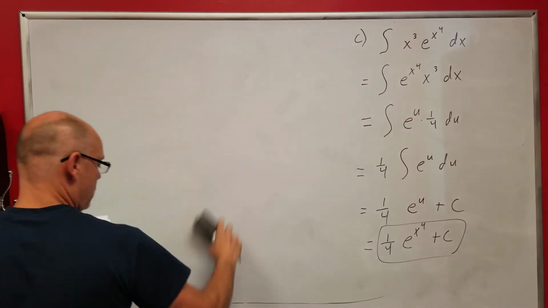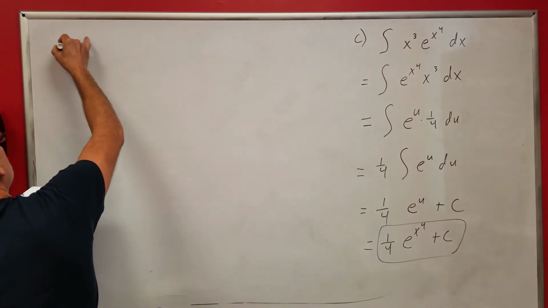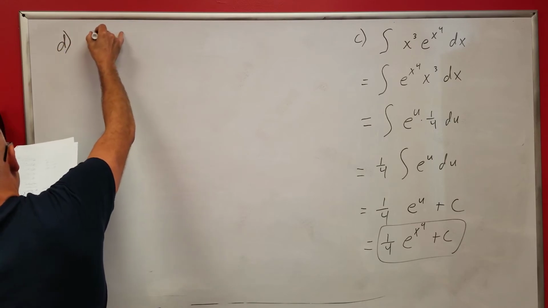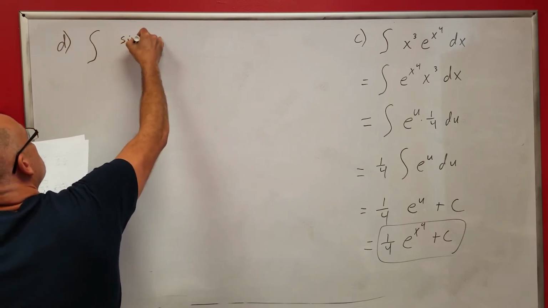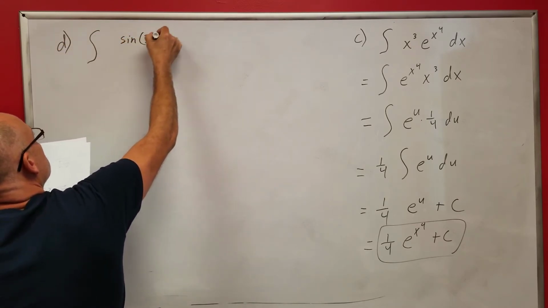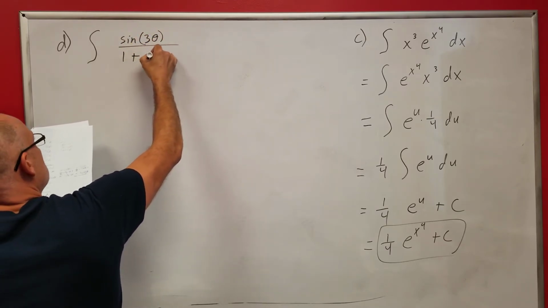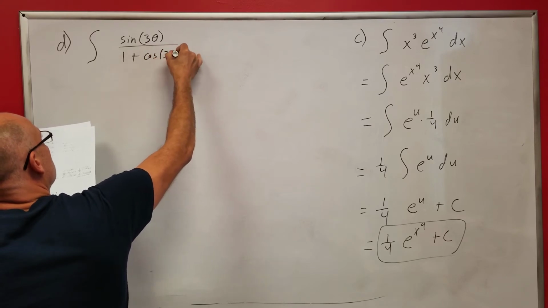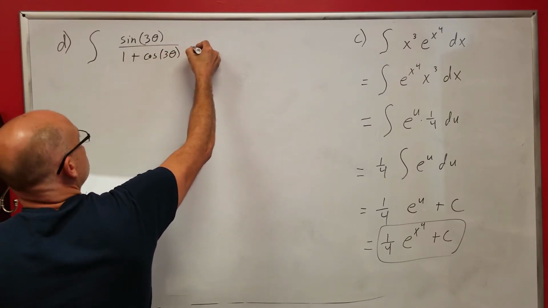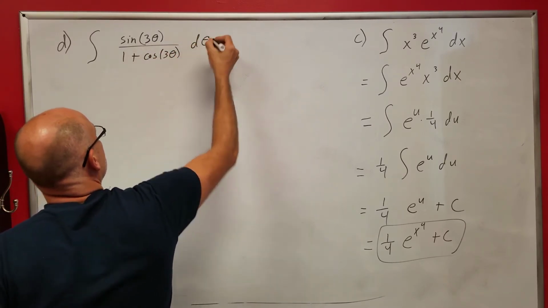Now let's see. How about d? We're going to have the integral of sine of 3 theta over 1 plus cosine of 3 theta d theta. Oh, we're using theta this time instead of x.